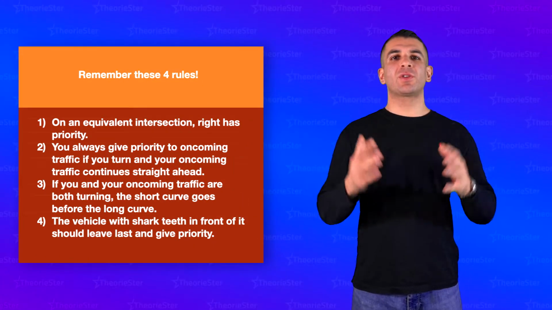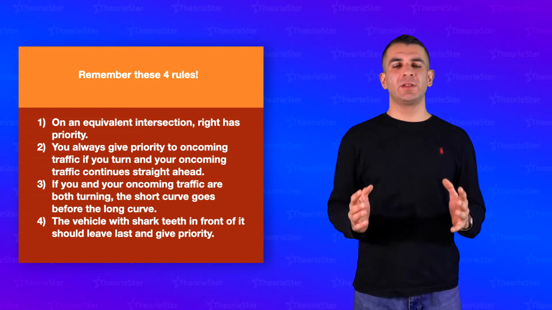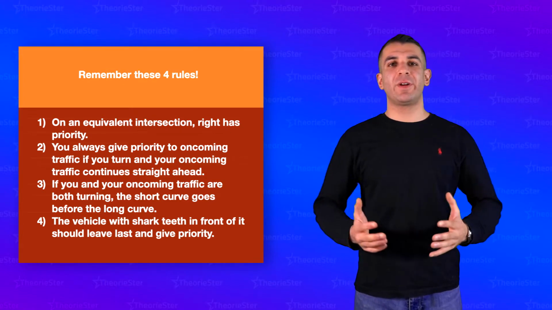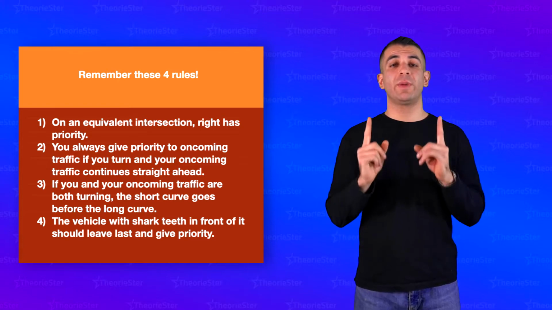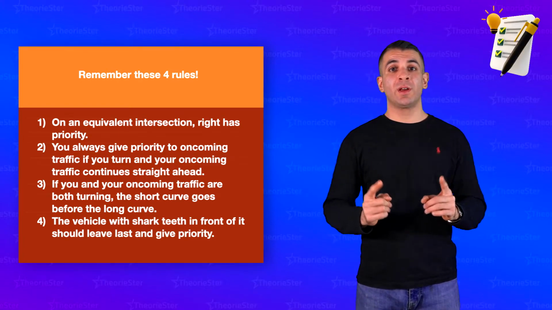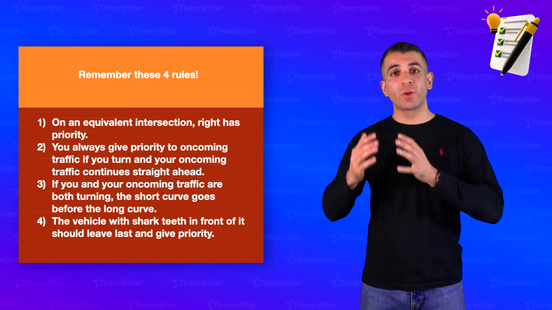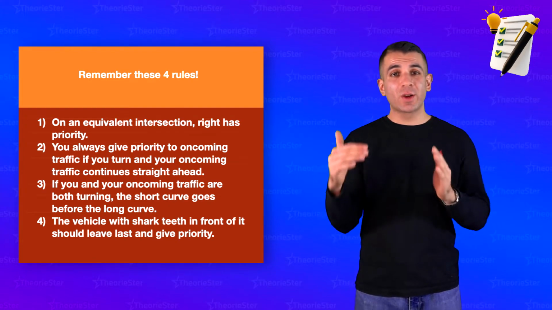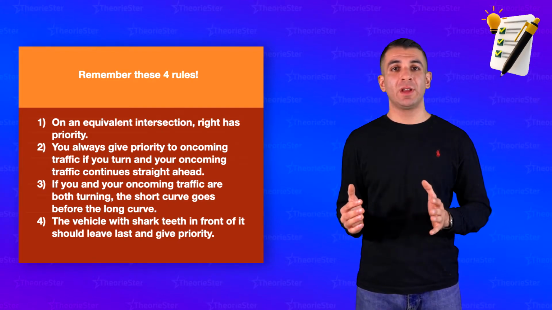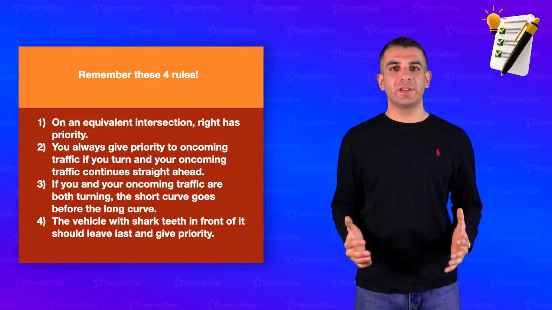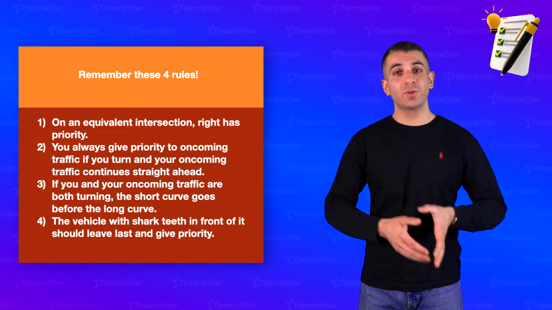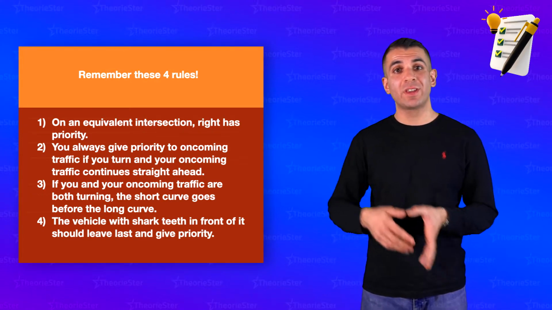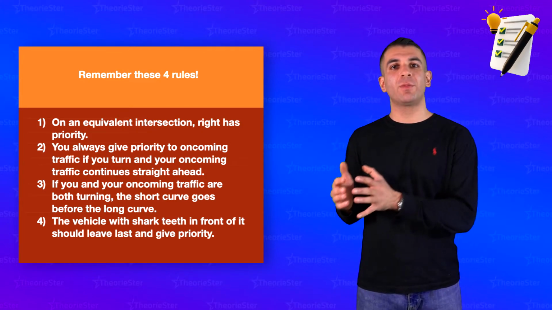These 4 rules you also have to understand completely. These 4 rules are very easy to use and very easy to memorize. So memorize all of them. Rule number 1. All the vehicles that come from your right side on an equivalent intersection have priority. So if you are on an equivalent intersection, you always have to lend priority. So you have to give priority to the vehicles that come from your right side.